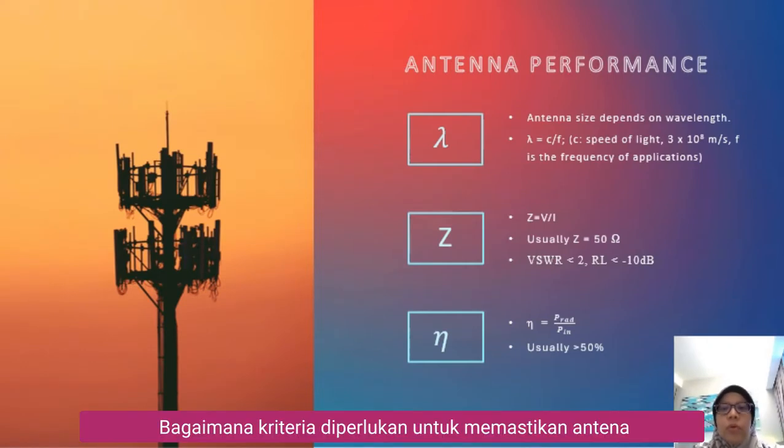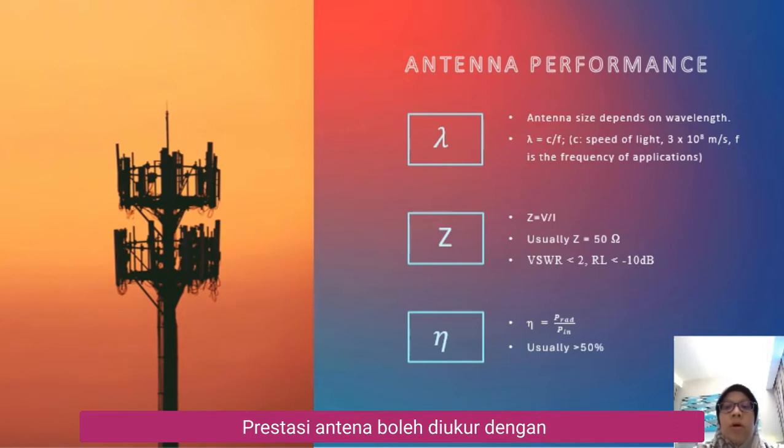So how to know whether the antenna is good or not depends on the antenna performance. Antenna performance can be expressed in terms of size. The first one is size. The second one will be impedance or Z. The third one will be efficiency of the antenna.